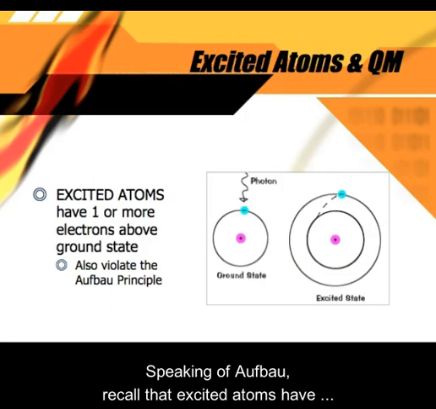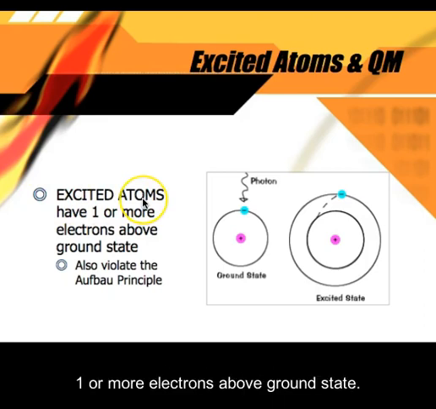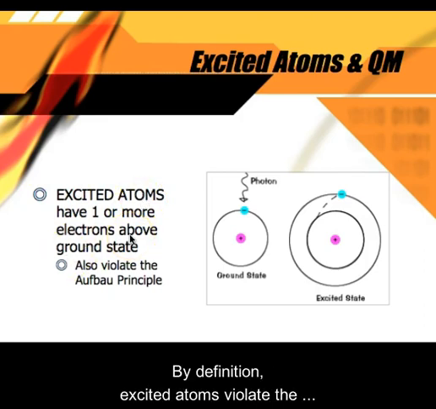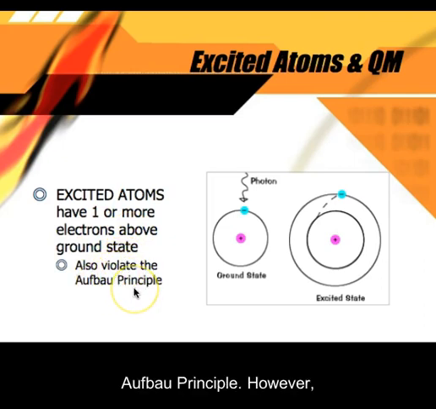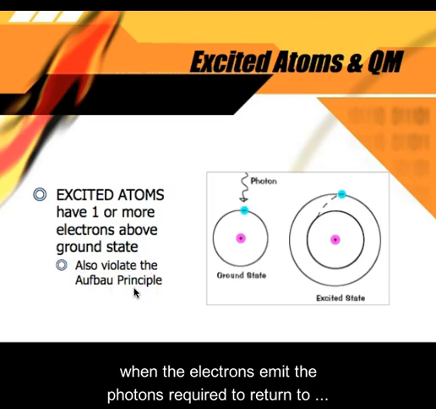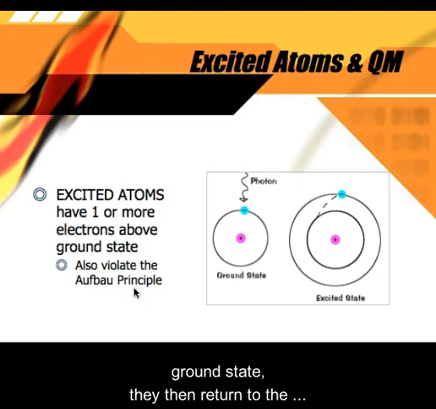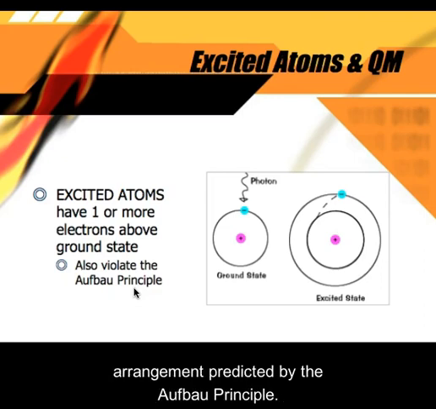Speaking of Aufbau, recall that excited atoms have 1 or more electrons above ground state. By definition, excited atoms violate the Aufbau principle. However, when the electrons emit the photons required to return to ground state, they then return to the arrangement predicted by the Aufbau principle.